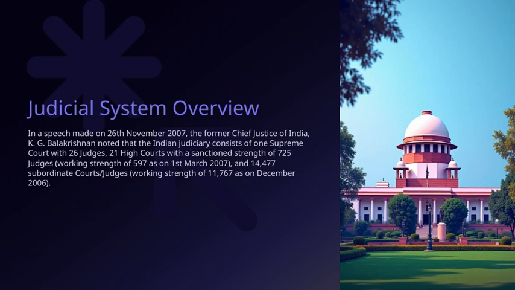Then we have the subordinate courts, which number around 14,477. These include various district and lower courts that handle a vast majority of everyday cases. As of December 2006, about 11,767 of these positions were filled and active. Connecting all these points to our overall theme, it's clear that while the judicial system is extensive, it also faces challenges related to staffing and resource allocation. Understanding this structure helps us appreciate the complexity and scale of providing justice across such a diverse country.